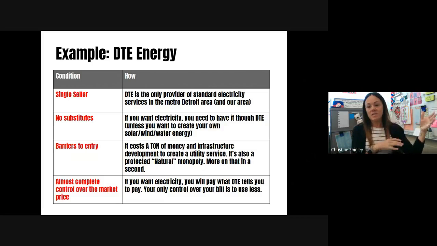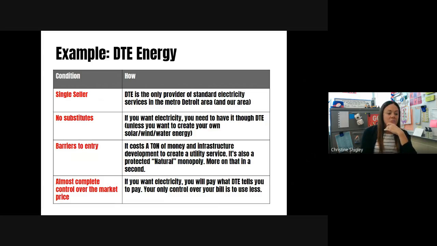But on the other side of that, DTE is what's called a natural monopoly. So it's protected by the government. And I'll talk about that. There's 4 types of monopolies that are acceptable or protected. And so DTE falls under the category of natural monopoly. And so we'll talk about that in a second.